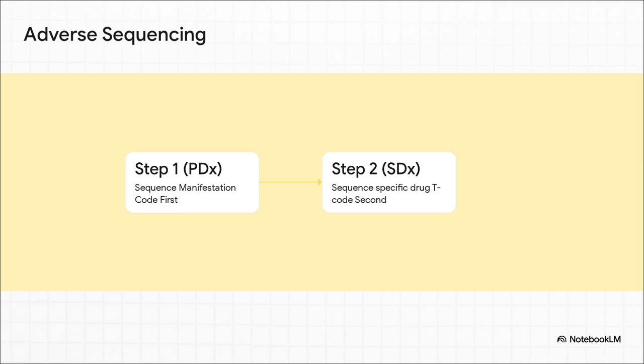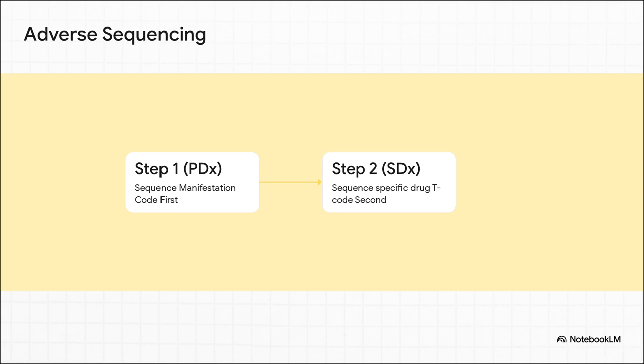But watch this, it is the exact opposite for an adverse effect. Because the drug was used correctly, you must sequence the condition or manifestation first. If a patient develops a severe drug-induced rash or tachycardia, the rash or the tachycardia is your principal diagnosis. That is followed by the specific drug T-code sequenced second to indicate the adverse effect.